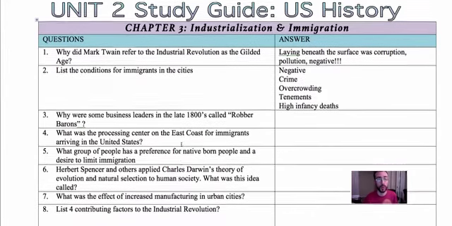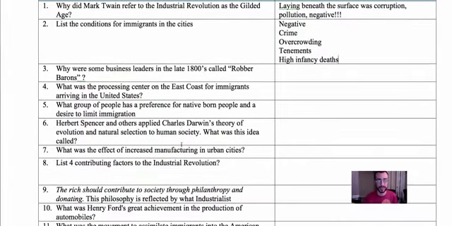Number three, why were some business leaders in the late 1800s called robber barons? Robber barons are business leaders that use ruthless tactics to build their fortune. So fortune, lots of money. They make lots of money. Why? Because they are ruthless. They're going to do whatever it takes to make money.